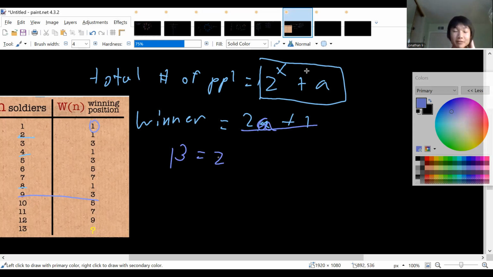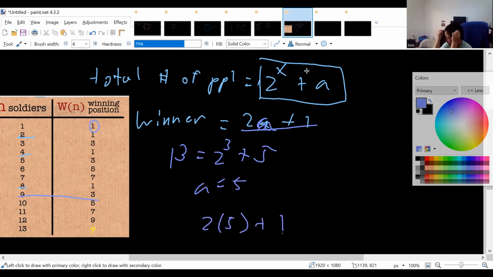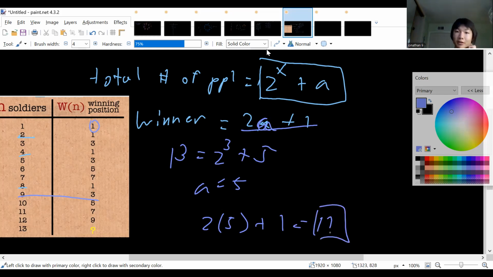But anyway, so yeah, we can write 13 as 2 to the 3rd, right? Because if we do 2 to the 4th, that'd be too big for this. We do 2 to the 3rd plus 5. So we have a equals 5 here. And we can do 2 times 5 plus 1, which gives us 11. So our winning position that we predict from what we found earlier through testing would be 11, right? So you guys want to test this? This will be the final one before we move on to the puzzle.